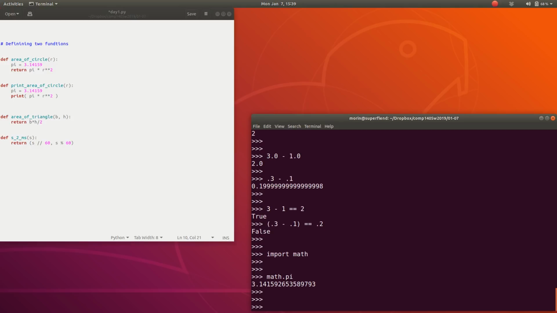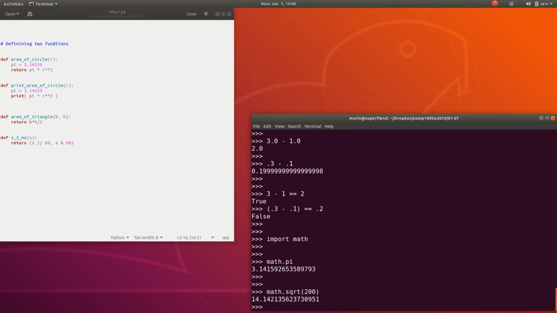If I want to take the square root of something, then I can say math.sqrt(200). 14.4, that's there.